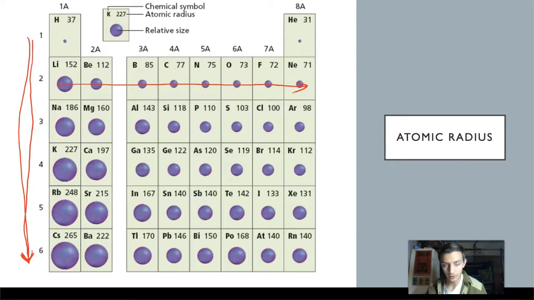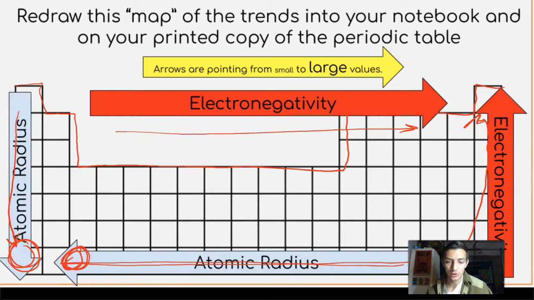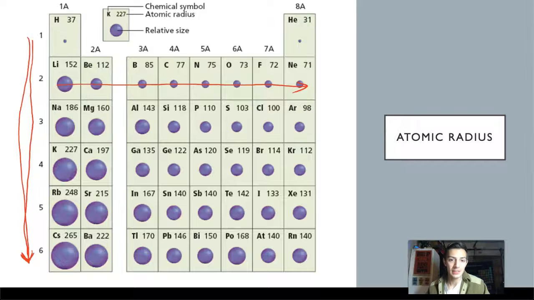That's odd. But if you remember, the way that we drew these arrows were that we remember that the blue arrow is going right to left. So it's actually becoming larger as you go more towards the left side of the periodic table.